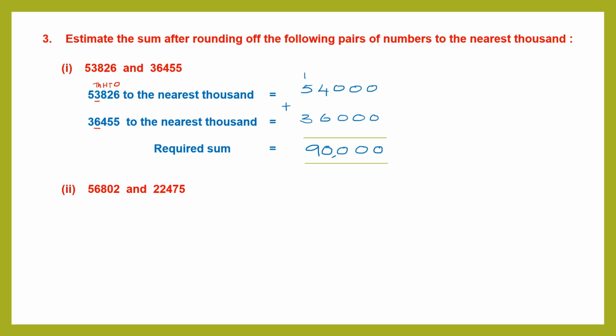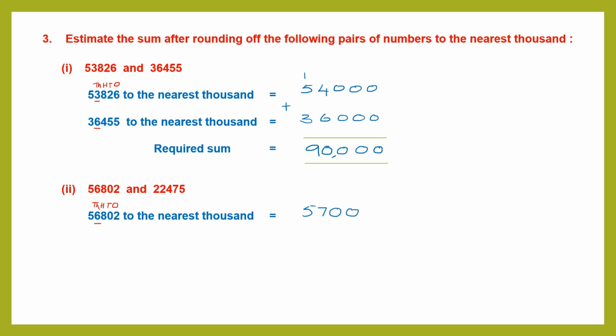Question 2. Round off this number to the nearest thousand. That is 56,802. So the digit in the thousands place, ones, tens, hundreds and thousands. The digit is 6. And the digit to its right is more than 5. So 6 will now become 7. So that is 5, then 7. Digits to its right will all become zeros.